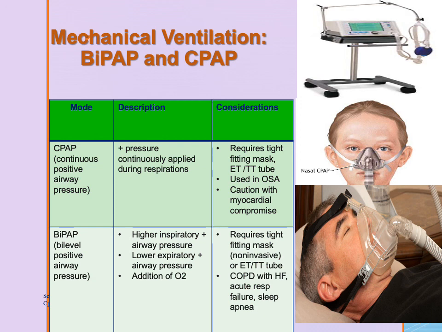Next, we are going to look at some forms of positive pressure ventilation that can be invasive or non-invasive. The first one is continuous positive airway pressure, or CPAP, in which positive pressure is continuously applied during respiration. So there's positive pressure during inspiration and expiration. It requires a tight-fitting mask, or it can be applied through an endotracheal tube or a tracheostomy tube. It is commonly used in obstructive sleep apnea.